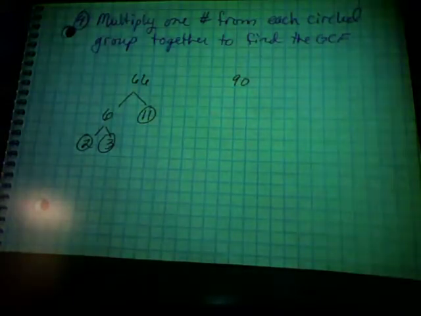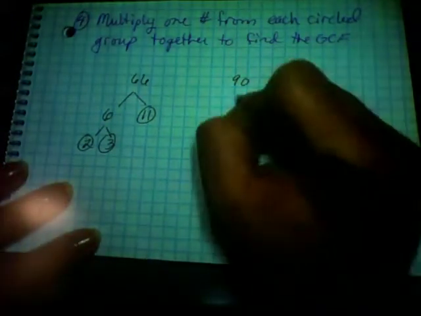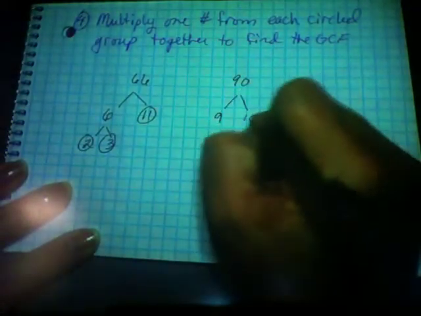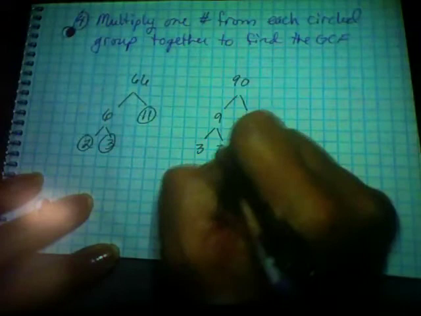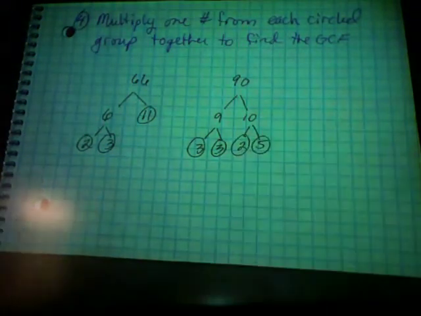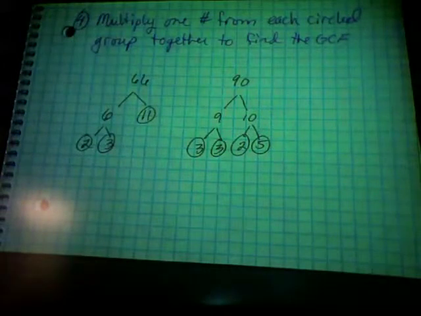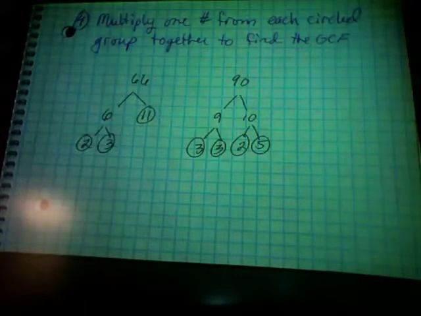So don't write it out yet. All we're going to do is prime factor it, and then prime factor 90. I'm going to use 9 and 10, and then 9 is 3 and 3, and 10 is 2 and 5. So that's step 1. Step 2 says stretch out the primes of each number horizontally while lining up like primes. So we're going to go again from smallest prime to biggest prime.